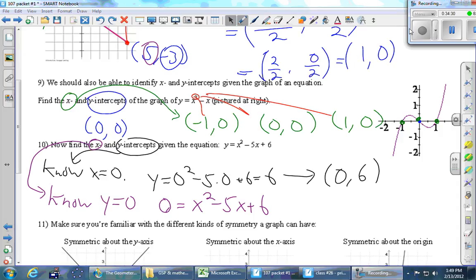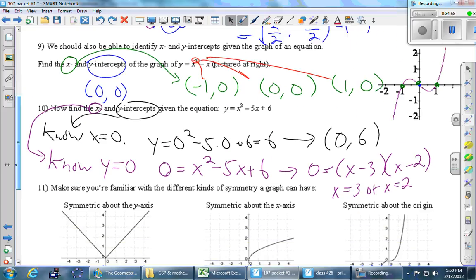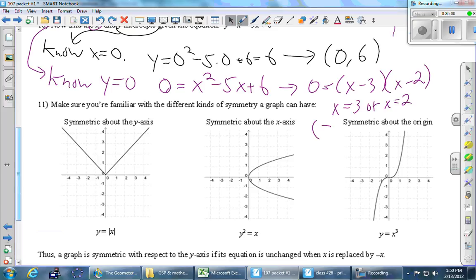Okay, any luck factoring this thing? What do we get? Okay, I trust that you guys have a lot of practice with that. If you don't have enough, I'll tell you where you can find more, but you've got to practice with that. And then we split it up. So how much is x? 3 or 2. And if we want full credit, these are points: 3, 0 and 2, 0.